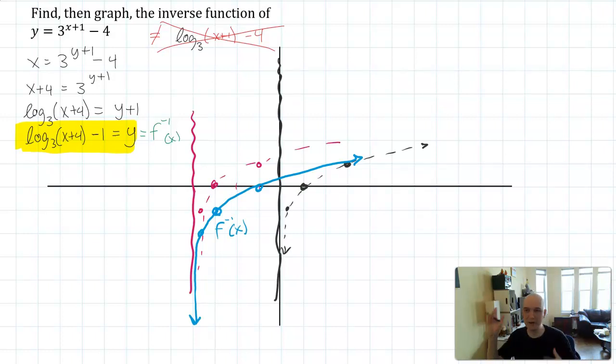So that's how, if you are going to relate logs to their inverse exponential graphs, that's how you do it. You actually need to make sure you're graphing the real original one. Or I should say you're correctly constructing the inverse and graphing that based on the correct original function, not just switching things around.